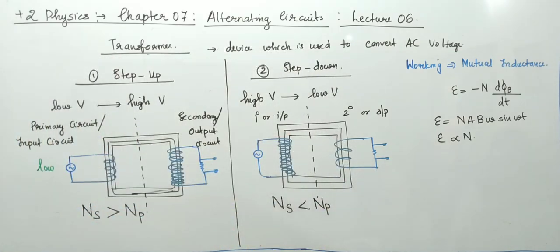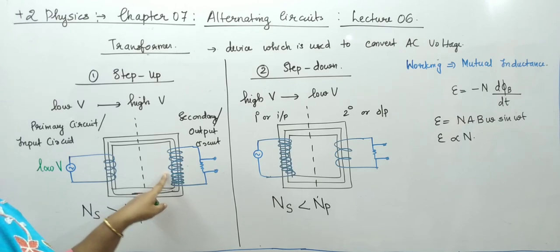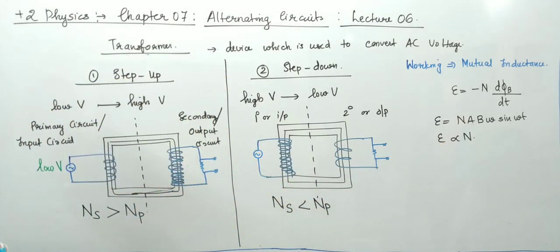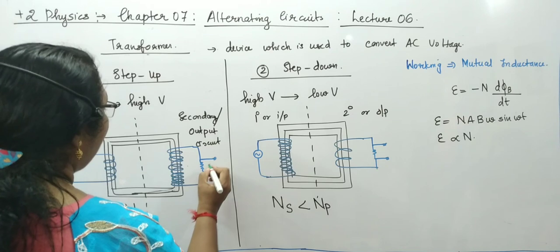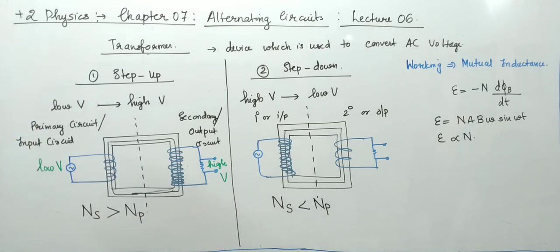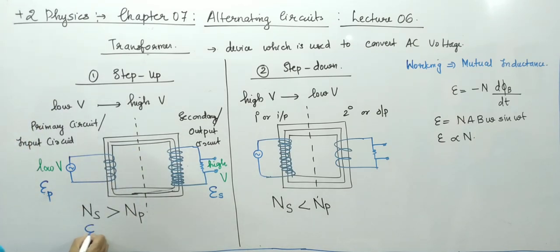So listen. Here we have provided low voltage, low EMF AC. But when it undergoes mutual induction to the secondary coil, what happens? There the number of turns is greater. As the number of turns increases, the induced EMF also increases. That means here the voltage will be high voltage. We can write here, this is low voltage primary EMF, and this is high voltage secondary EMF. Here ES is greater than EP because the number of turns in secondary is greater than primary. Can you see that? Surely.